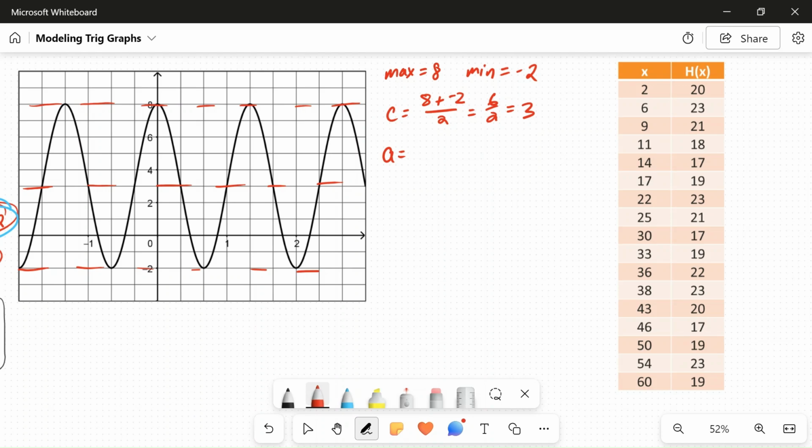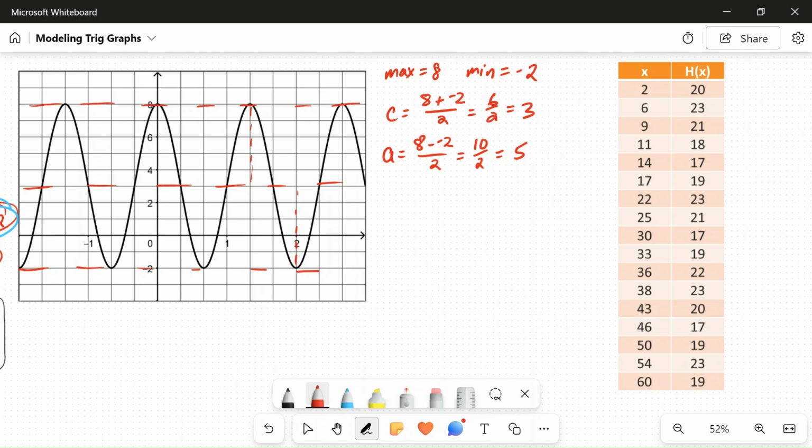Our amplitude is going to be the max minus the min over 2. So 8 minus -2 over 2. Take care of the signs. That's going to become 10 over 2, which is 5. And so if we look at our graph, from the midpoint, we're going to go up 1, 2, 3, 4, 5 up to the top. And we're going to go 1, 2, 3, 4, 5 down to the bottom. So the amplitude and the midline do seem to match up.